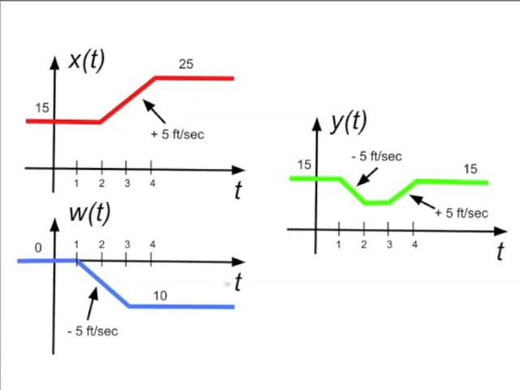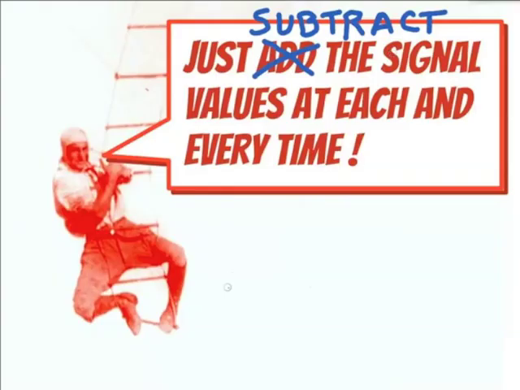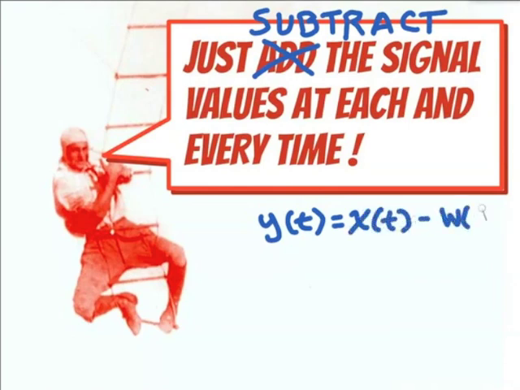What about subtraction? Well, obviously subtraction is really not that different from addition. All we have to do is just subtract the signal values at each and every time. So let's suppose we form new signal y of t by subtracting w of t from x of t. So we write y of t is x of t minus w of t.